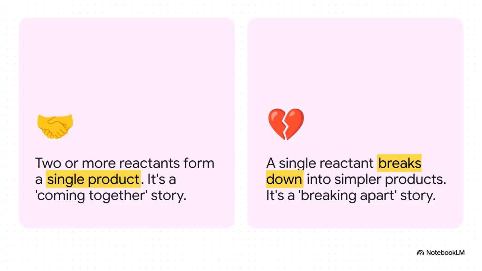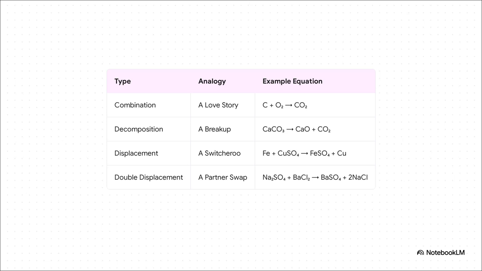2 of the most fundamental types are perfect opposites. A combination reaction is basically a coming-together story, where 2 or more substances combine to form one single, more complex product. A decomposition reaction is the exact reverse. It's a breaking-apart story, where a single compound breaks down into 2 or more simpler things. One builds up, the other breaks down. Simple as that.